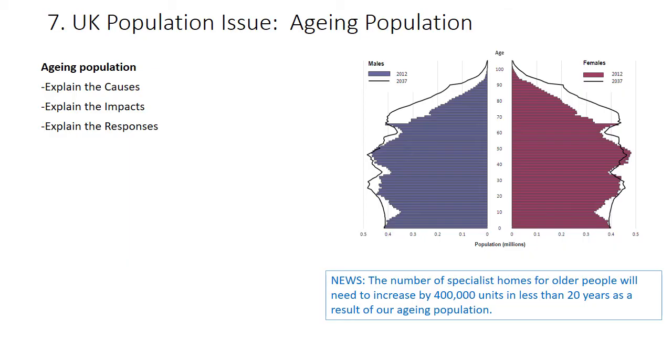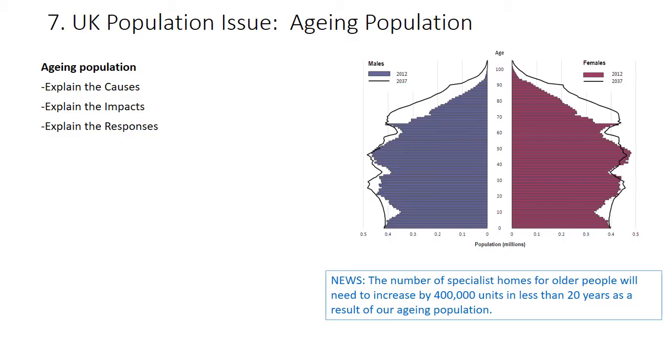If you get asked about a population issue, talk about the UK's ageing population. This has been caused by increasing life expectancy due to advances in healthcare, as well as people generally trying to live healthier lives. Less people smoke now, people are more conscious about the need to exercise and eat a healthy, balanced diet. The impacts of this are both positive and negative.